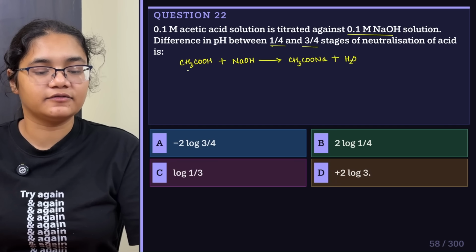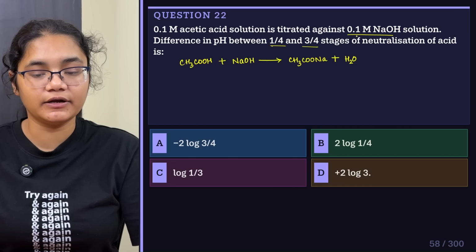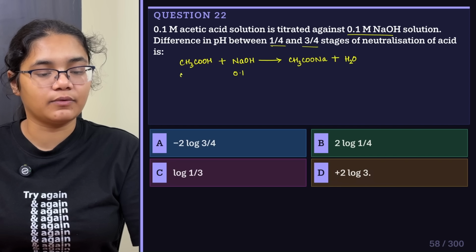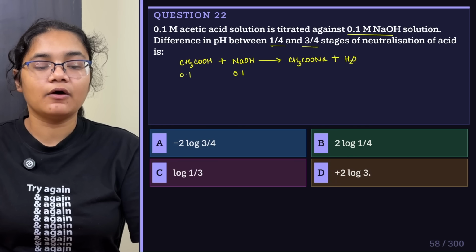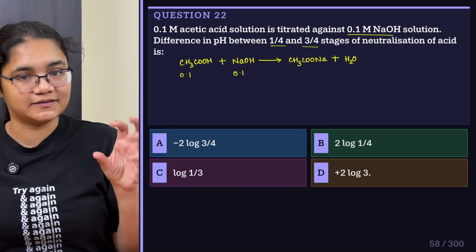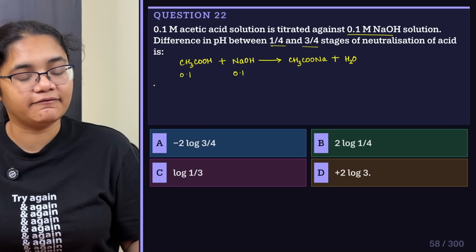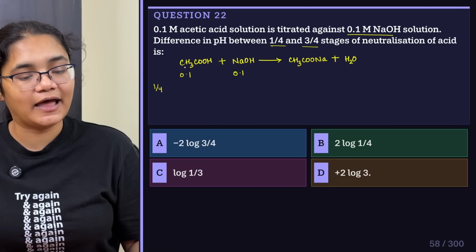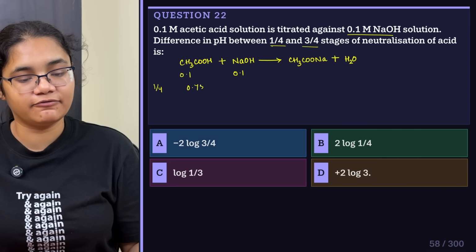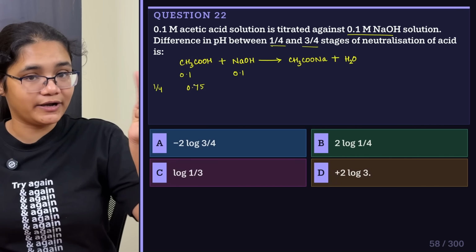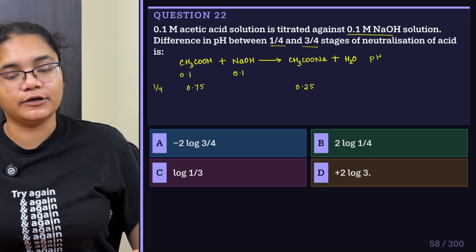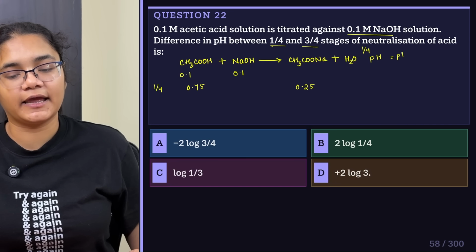Now if you see, when 1/4 reaction has happened, okay, so that means see how much is remaining then. Suppose you have here 0.1 M of NaOH and 0.1 M of acetic acid. Now when 1/4 of the acid has been consumed, then at that stage the acid remaining will be 3/4 or 0.75. And how much has been consumed? 0.25 has been consumed, so that much salt would have been formed. So what is the pH value at 1/4 stage? It is pKa, right?